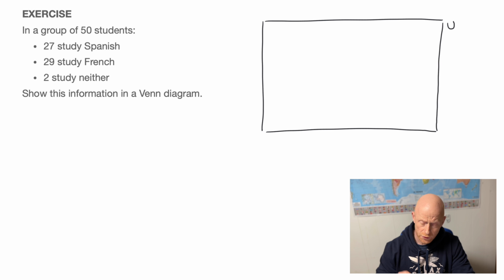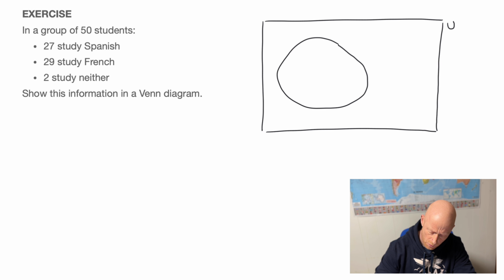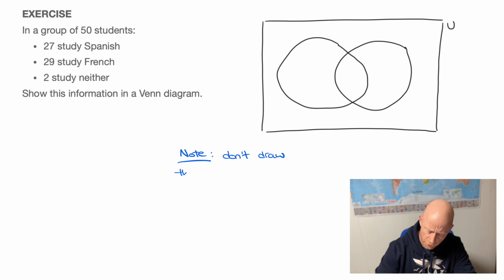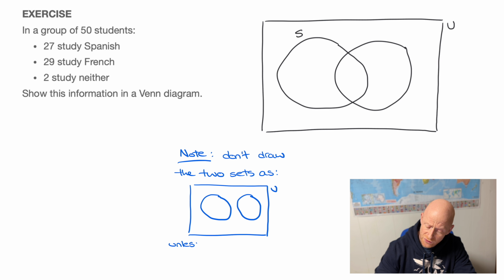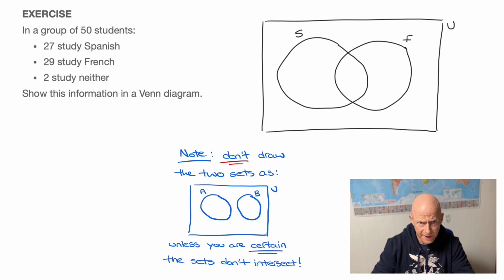Next, since we're told that 27 students study Spanish and 29 study French, I'll create 2 sets inside my Venn diagram, one like this, and another one like this. And I'll label the first one here capital S for Spanish, and the second one capital F for French. And as such, the rule of the game here is we need to indicate on our Venn diagram how many people fall inside each part of this Venn diagram.